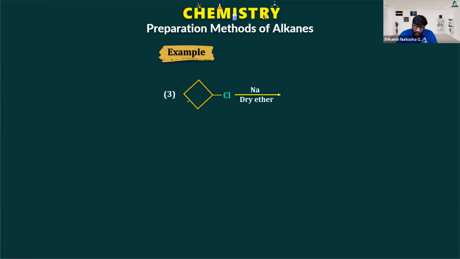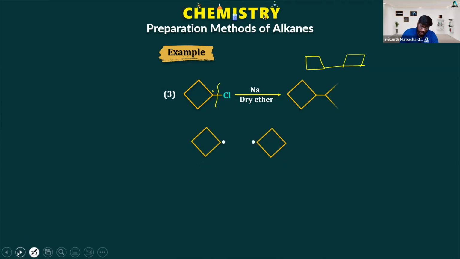Third example we have taken here, what is going to be the major product in this particular case? So this is a free radical obtained, yes or no? Cyclobutyl free radical. So those cyclobutyl free radicals are going to combine with each other to form two cyclobutane rings joined together.